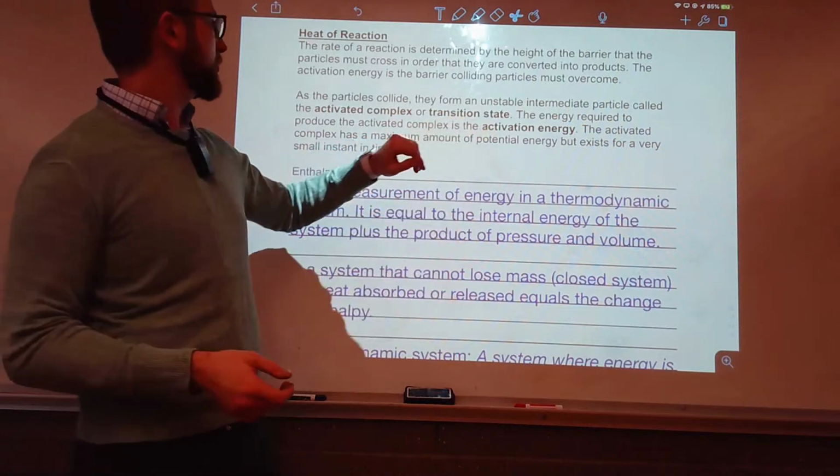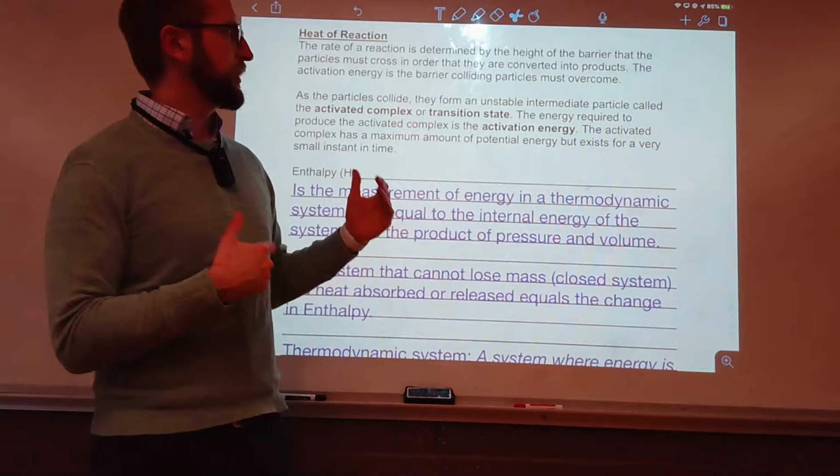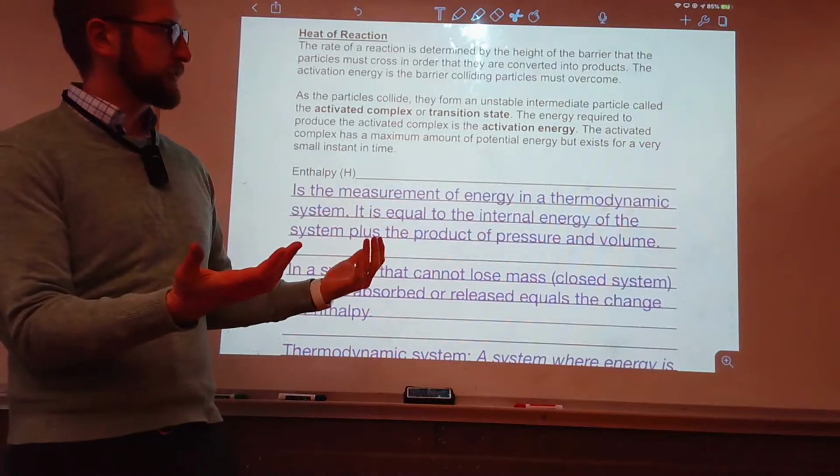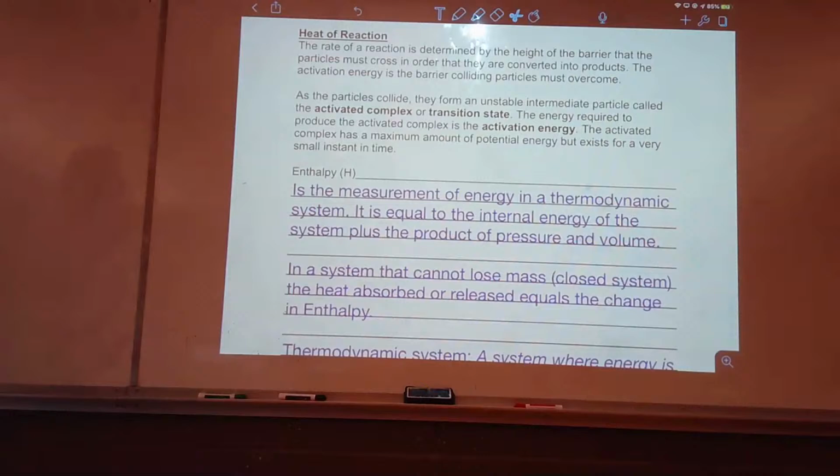So the energy required to produce the activated complex, or the energy required to reach the transition state, is the activation energy. The activated complex has a maximum amount of potential energy, but exists for a very small instant of time. It's really a theoretical idea, and it usually can't be captured.